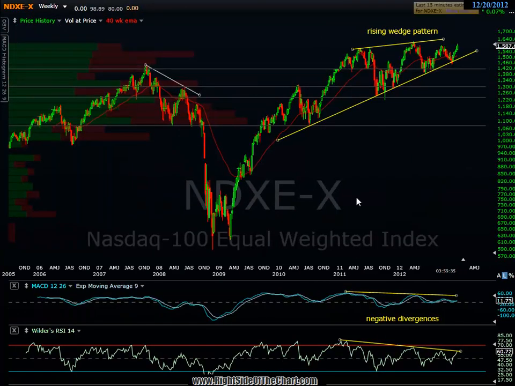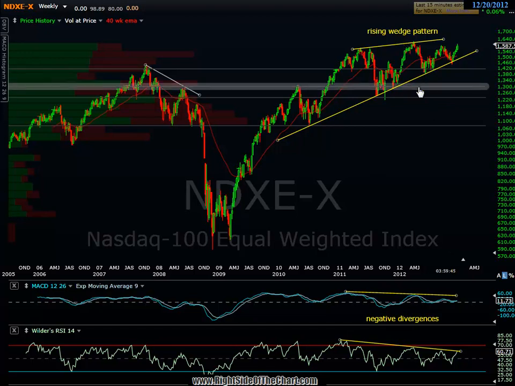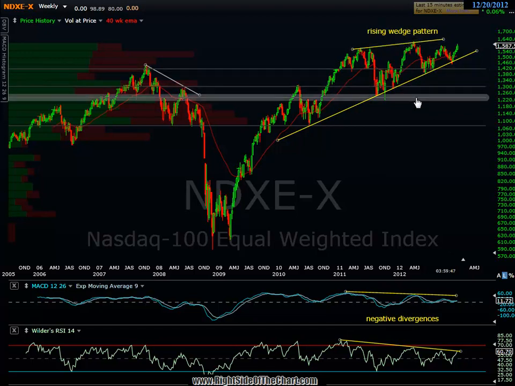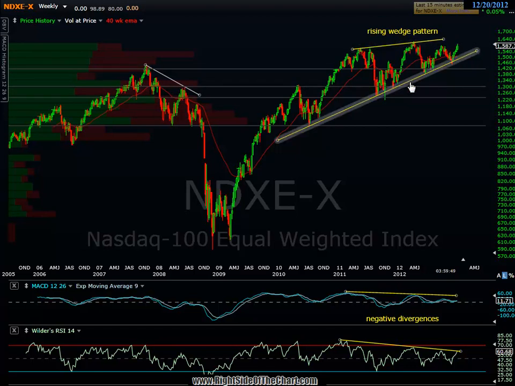Here's the NDXE. This is a Nasdaq 100 equal weighted index. Again, a chart I've covered a lot in the past few months. Rising wedge pattern. This is a pretty clean and simple chart, folks. If you just look at the yellow trend lines, clear negative divergence in place on the RSI and the MACD. In fact, we have double divergence. If I were to add another trend line down here, you can see the MACD is lagging right here.